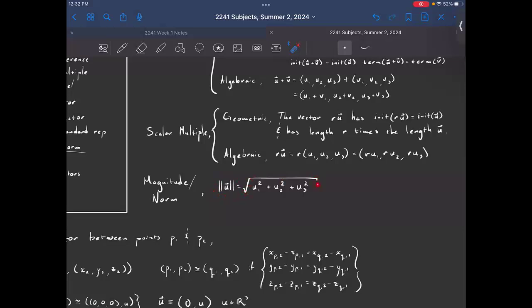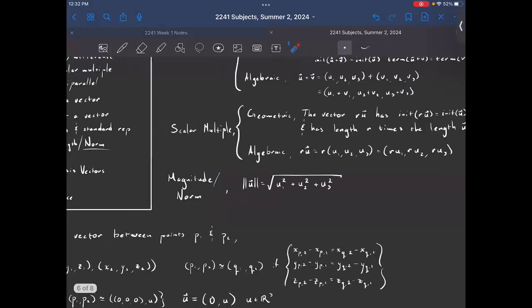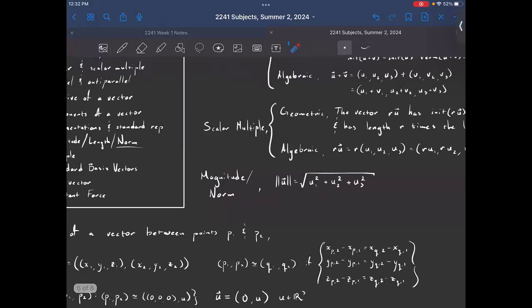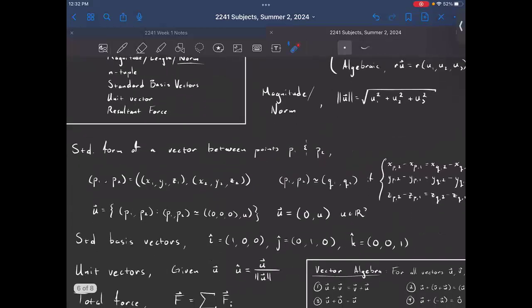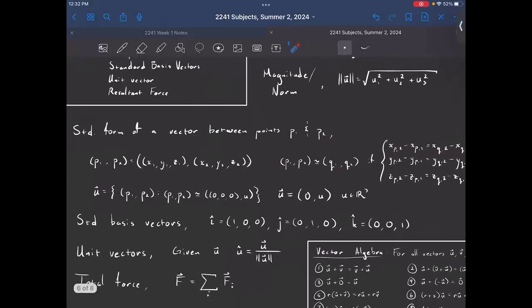The magnitude, length, or norm is represented by this symbol. Here's the formula for it. Notice that it is literally just the distance formula rewritten. It tells you how long a vector is. Okay. So now we're getting into some more complicated stuff.